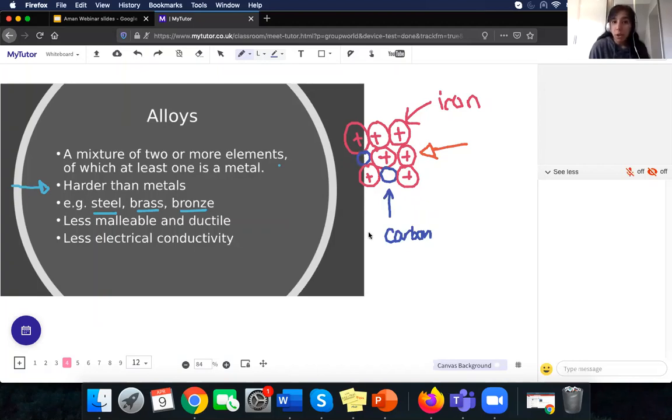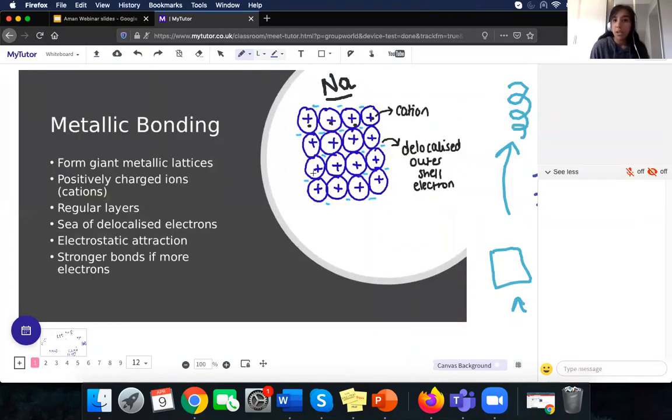So alloys are often less malleable and ductile because the layers find it difficult to slide over one another because of the disruption of the smaller or larger particles. They have less electrical conductivity, and that is because the delocalized electrons around the cations have resistance when they try and get through the carbon here. So the smaller or larger particles will provide resistance. It's not as easy to flow through that metal as it would be, for example, here, where it's in a nice regular structure, so the electrons can easily flow through it and carry a charge.